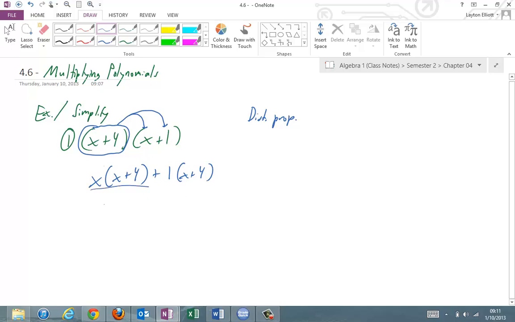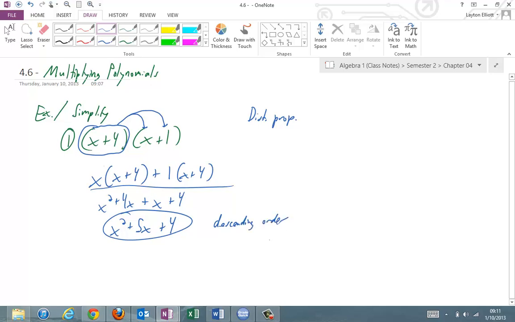Then we simplify this to get x squared plus 4x plus 1x plus 4, and then combine our like terms: x squared plus 5x plus 4. This kind of polynomial is also what we refer to as descending order. In terms of the x's, the exponents are descending. They're getting smaller in terms of their value.